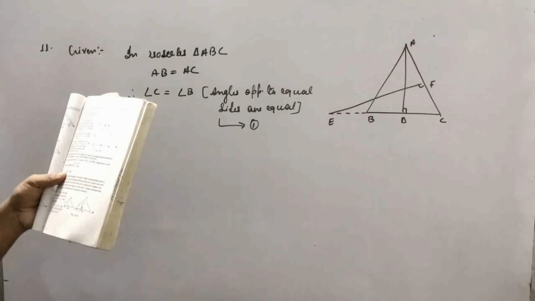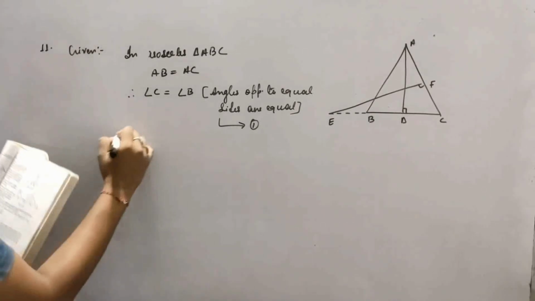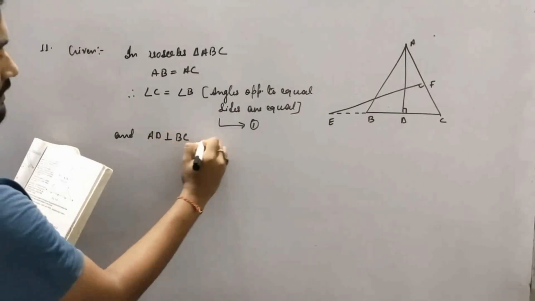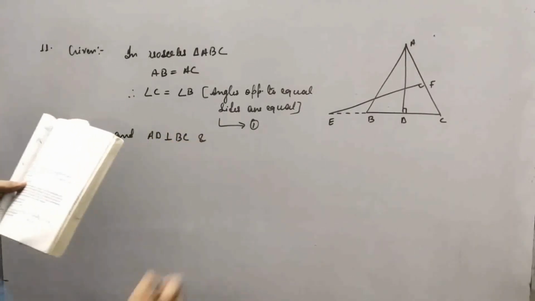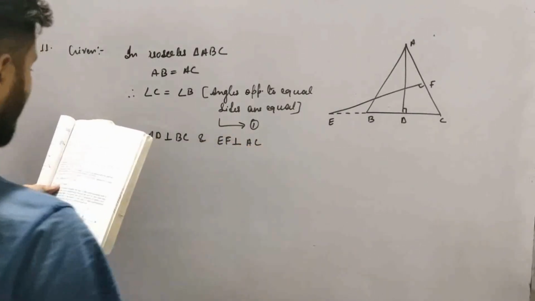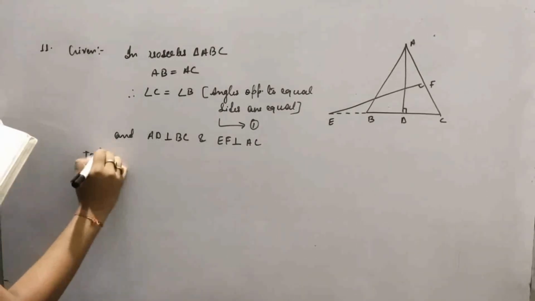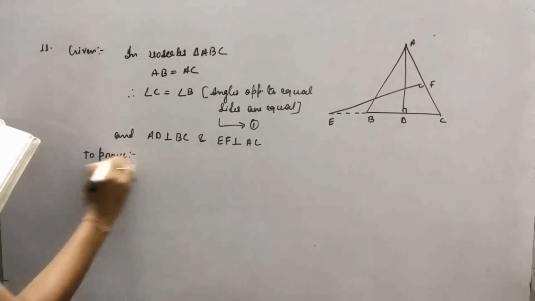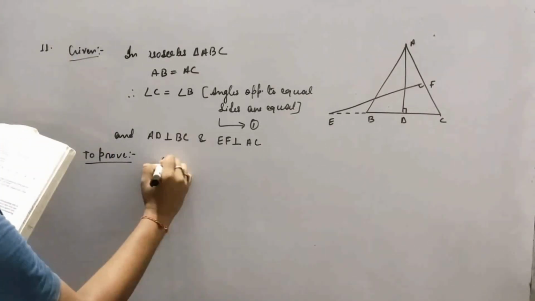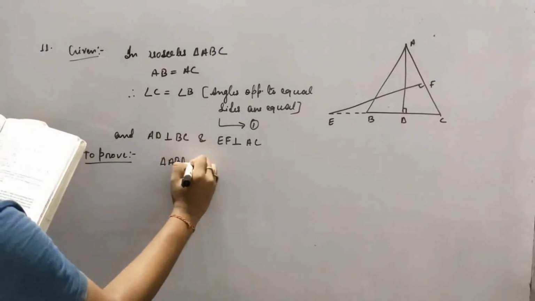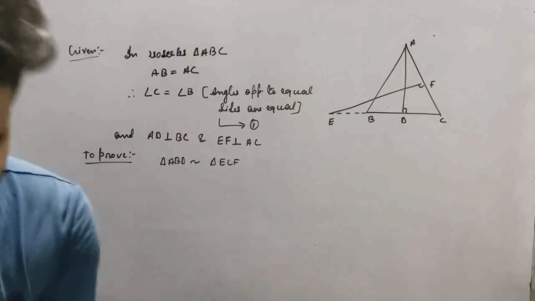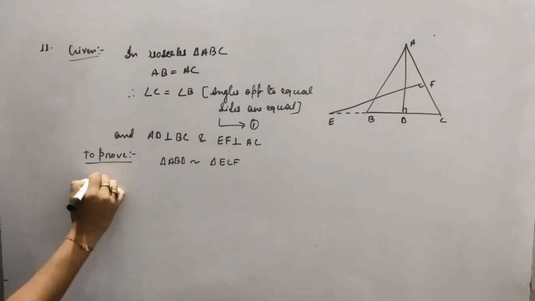And what is given? AD is perpendicular to BC and EF is perpendicular to AC. Prove that triangle ABD should be similar to triangle ECF. Then proof.